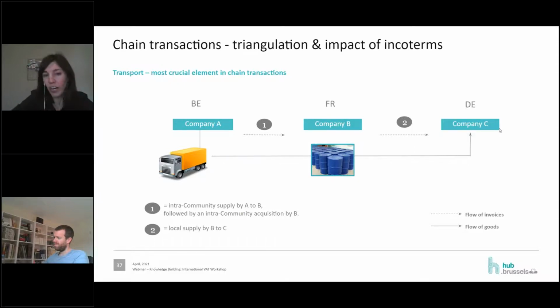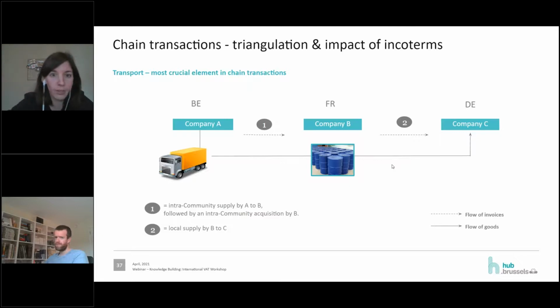Well, the goods will directly be shipped from Belgium to Germany, meaning that the French company will need to report an intracommunity acquisition in Germany, followed by the supply from B to C, located in Germany, because the goods are already at the country of destination of the goods, so Germany. This will be a local supply by B to C.